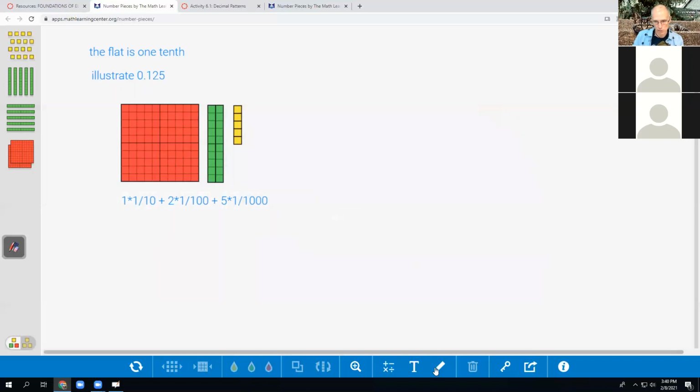And I can't do exponents, but I can try. I have to write this with my mouse, wish me luck. So 1 times 10 to the negative 1 would be my tenths. And 2 times 10 to the negative 2 is another way to write my hundredths. And 5 times 10 to the negative 3 would be my thousandths. So that's another version of the expanded form of this number I'm trying to illustrate here.